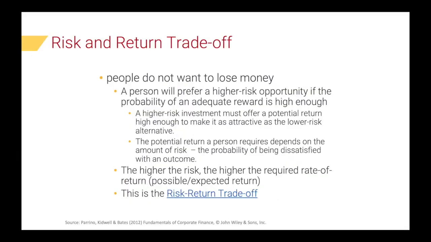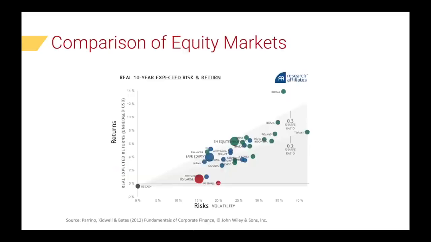Risk and return trade-off. People do not want to lose money. A person would prefer a higher risk opportunity if the probability of an adequate return is high enough. A higher risk investment must offer a potential return high enough to make it as attractive as the lower risk alternative. The potential return a person requires depends on the amount of risk, the probability of being dissatisfied with an outcome. This graphic will give you a comparison of risk and returns of various equity markets. I will pause here for you to review.